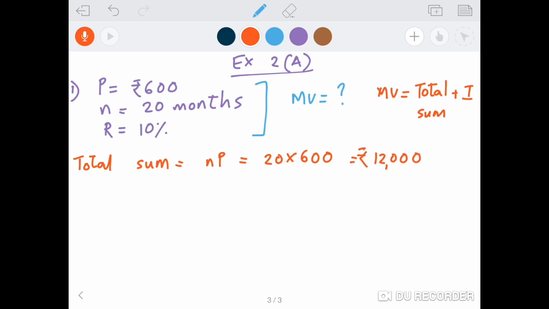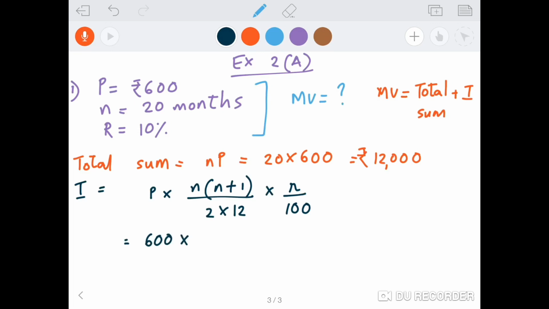Now that we have calculated the total sum, let us calculate the total interest. The total interest is given by the formula P into N times N plus 1 divided by 2 times 12 times R by 100. So let us substitute all the values. P is 600. Keep in mind that P is not the total principal value. It is the principal that you're putting in every month. So it's 600 into 20 times 20 plus 1, which is 21, times 2 times 12 into 10 by 100.